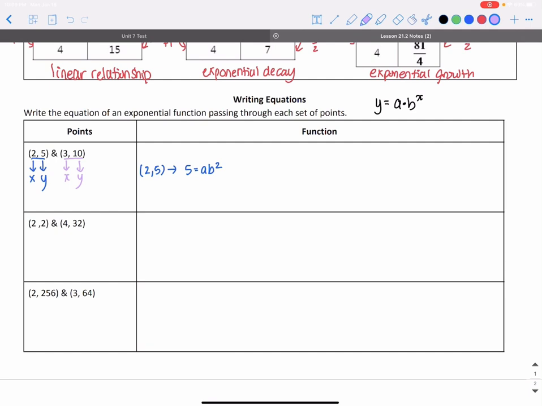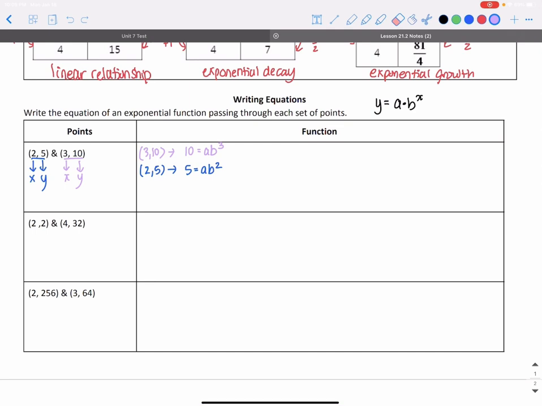So for the second ordered pair, I have (3, 10). I can write the function: 10, that's y. So instead of y, I'm putting 10 is equal to a times b to the third power, since x is 3. I'm just replacing the y with 10 and the x with 3 in that general form. Now I have two equations with two missing variables.